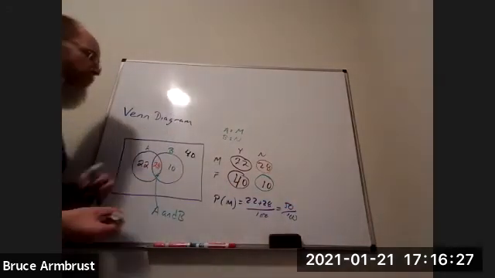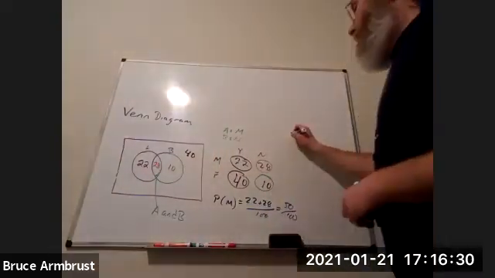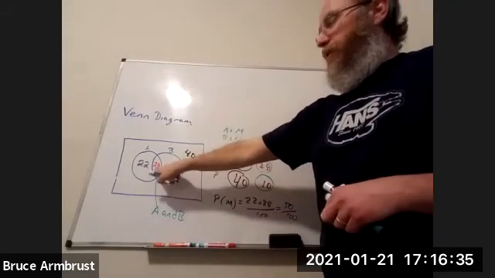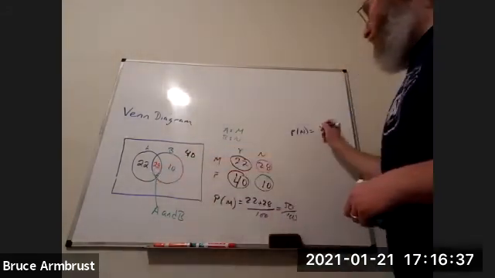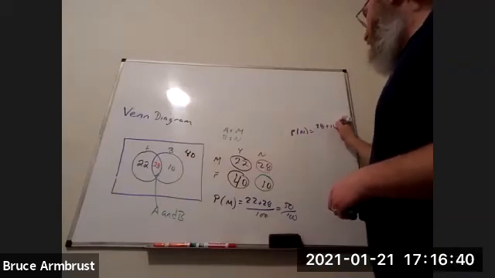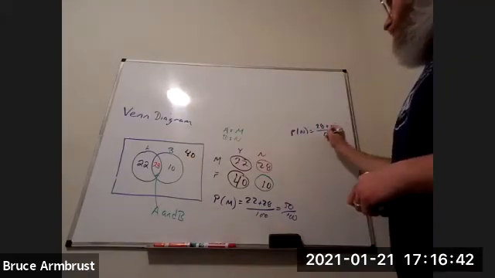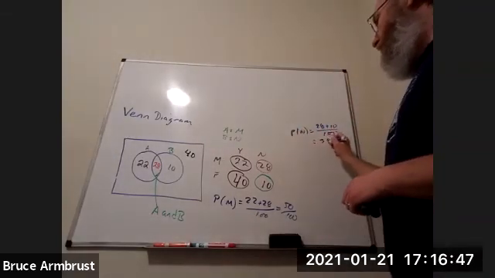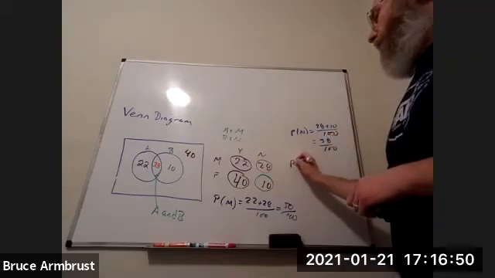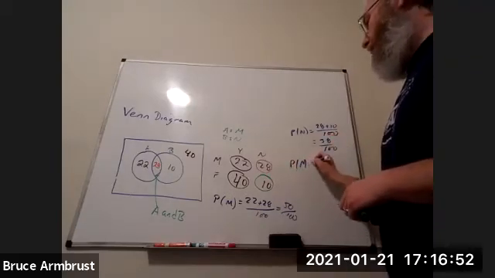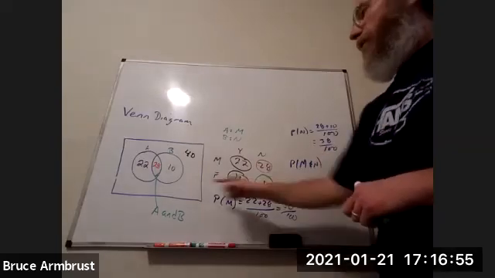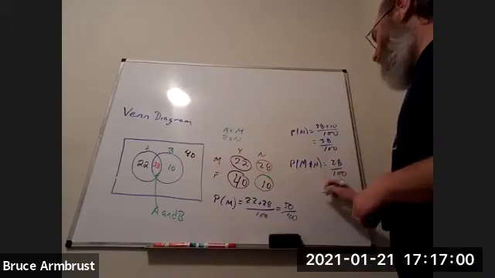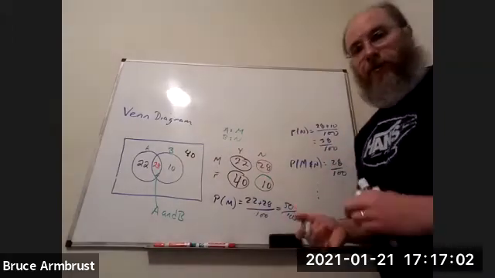Or what if I wanted the probability of no? Well, the no's, there are these 10 and 28 that are in the B circle. So 28 plus 10 divided by the total number of people all together, which is 100. So that would be 38 out of 100. If I want to know the probability of male and no, I look for the overlap. That's 28 over 100 and so on and so forth.